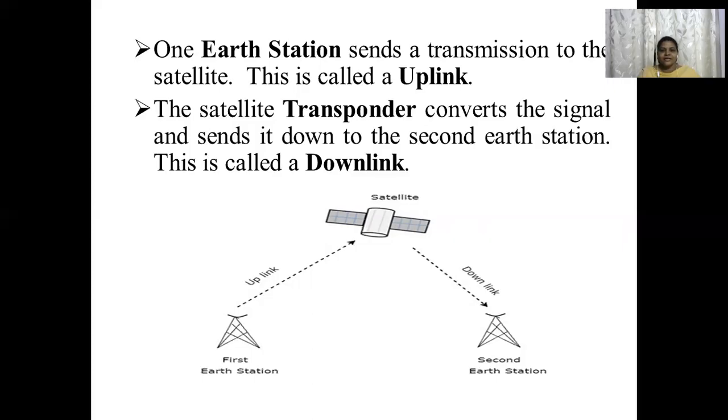So here, one Earth station sends a transmission to the satellite. If you observe in the diagram, the first Earth station sends a signal to the satellite. This we call the uplink. The process of transmission from the first Earth station to the satellite we call the uplink, and the frequency that we use here is called the uplink frequency. And the satellite transponder will convert the signal and send it down to the second Earth station. Now we call this process the downlink, and the frequency that we use for the downlink is the downlink frequency.